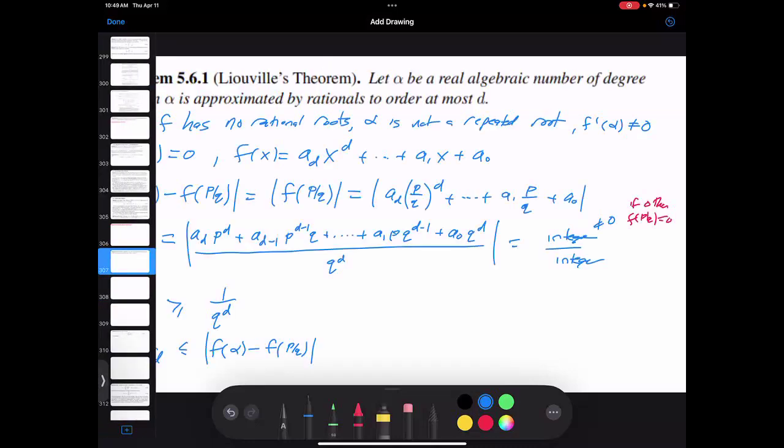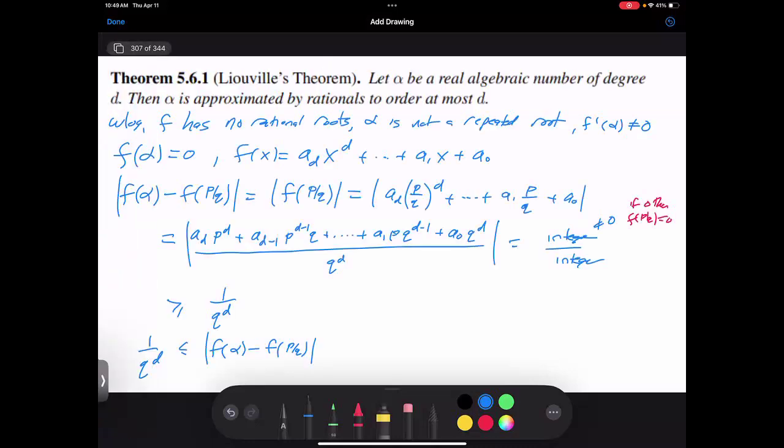Well, we know the numerator is an integer. We know the numerator has to be at least 1 in absolute value. So if I just replace the numerator in absolute value with 1, that's why it's going to be greater than or equal to that.